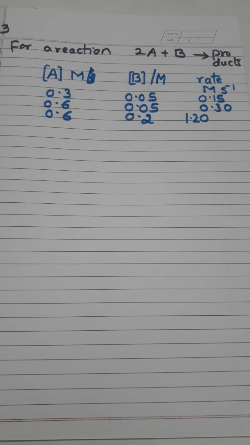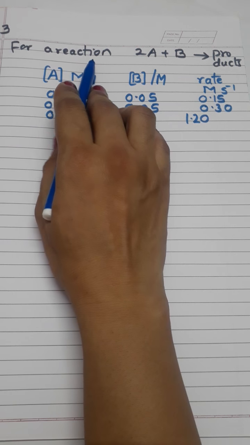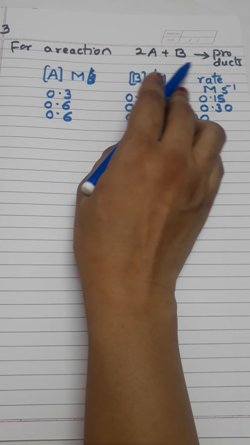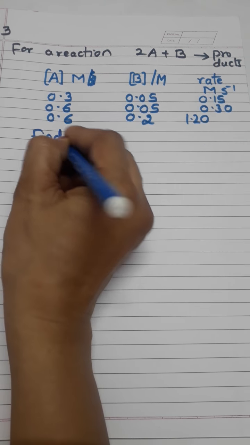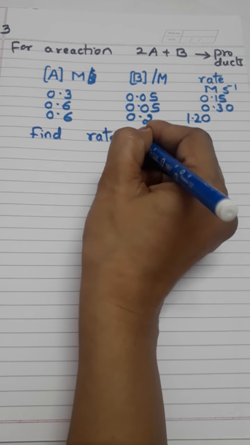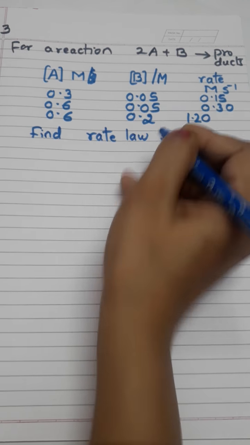Let us solve a numerical based on rate law. Now the question is, for a reaction 2A plus B forming products, we have to find the rate law.